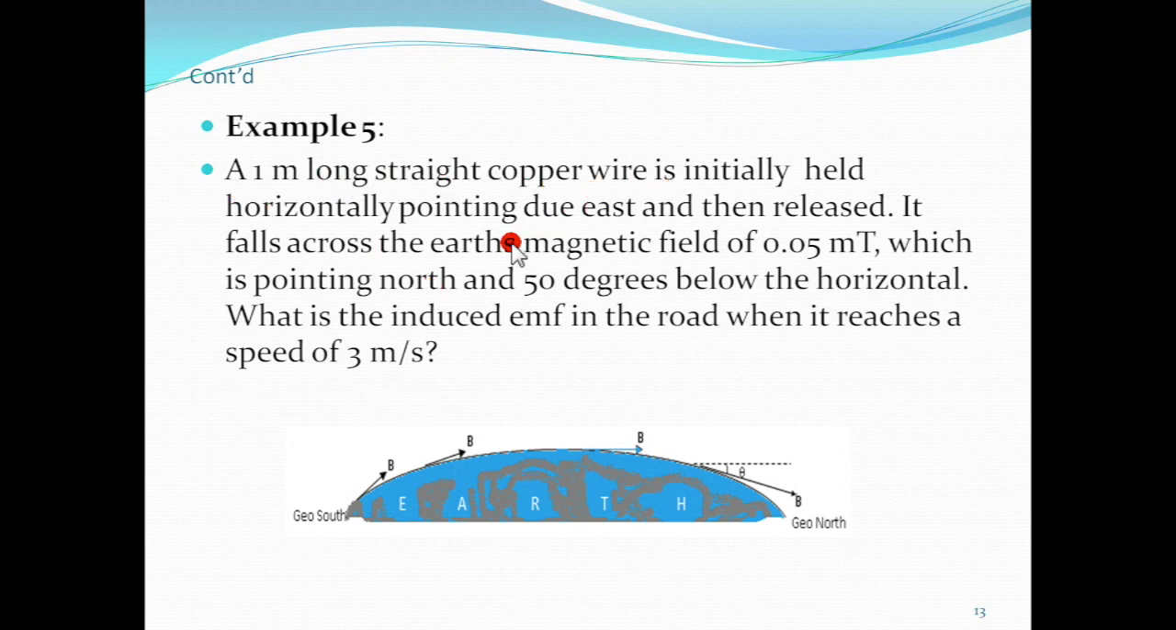And a 1 meter long straight copper wire is initially held horizontal pointing due east and then released. It falls across the Earth's magnetic field at 0.05 millitesla, which is pointing north and 50 degrees below the horizontal. What's the induced EMF in the rod when it reaches speed of 3 meters per second?